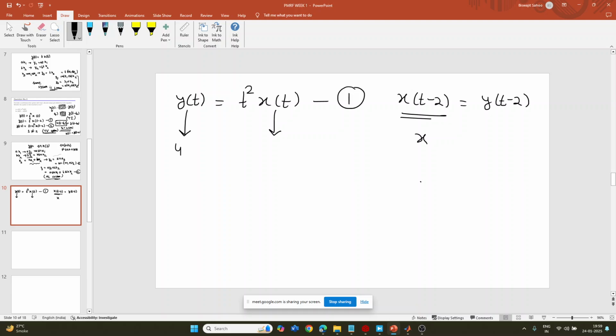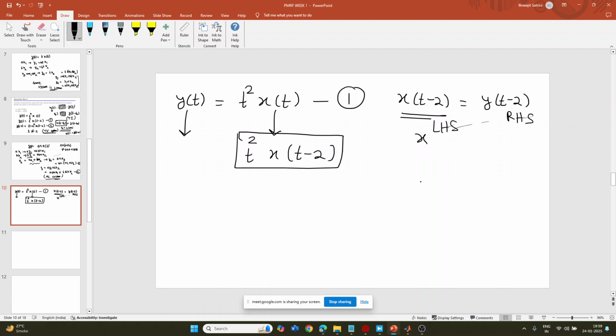To delay that, write the equation: y of t equal to t square x of t minus 2. This is after delaying the input. Let me call this your LHS, and this your RHS. Now we are writing the LHS part. LHS part means we are delaying the input, so the answer comes like that: t square x of t minus 2.